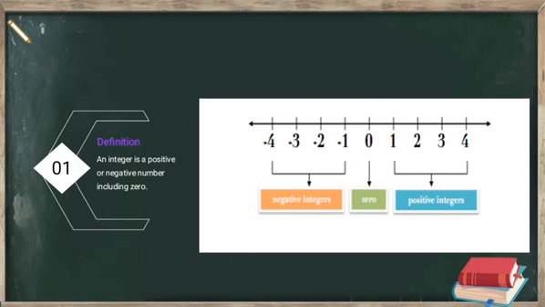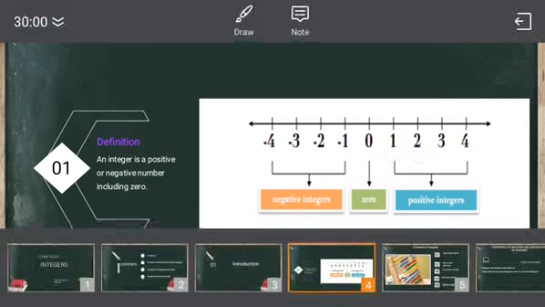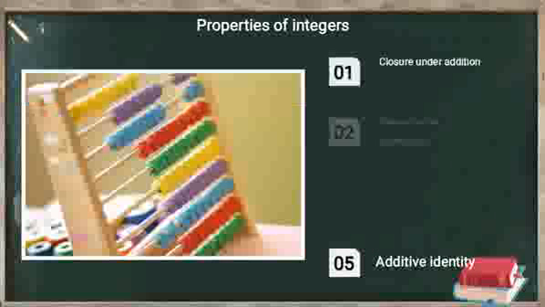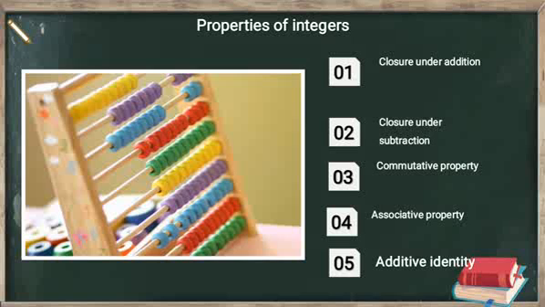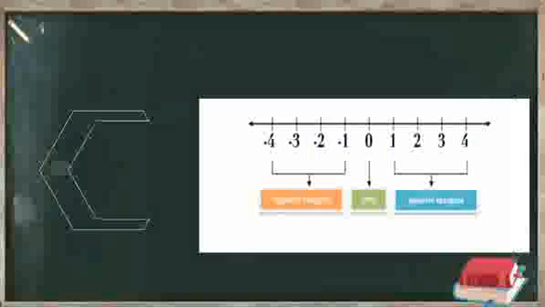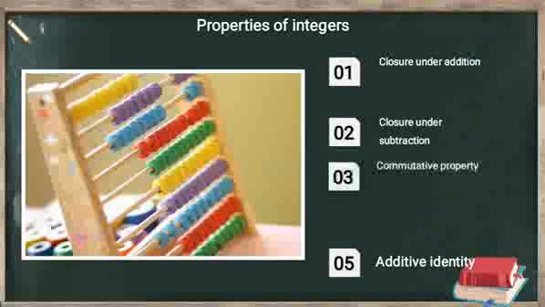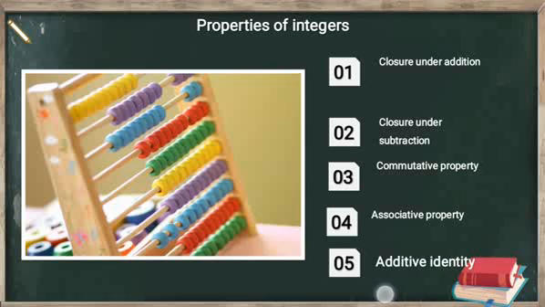The definition of integer is: an integer is a positive or negative number including 0. This is a figure which shows the integers. In this, positive integer, negative integer and 0. 1, 2, 3, 4, 5, these are positive integers. Minus 4, minus 1, minus 2 are negative integers. 0 is an integer. Then properties of integers are 5 types: closure under addition, closure under subtraction, commutative property, and fourth one is associative property, and fifth one is additive identity.